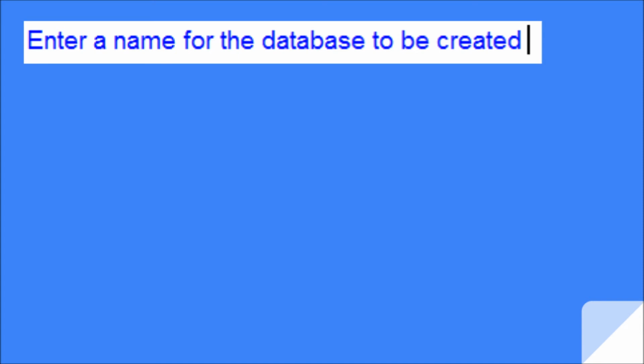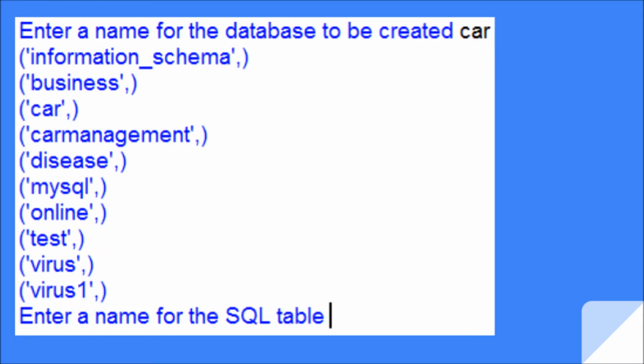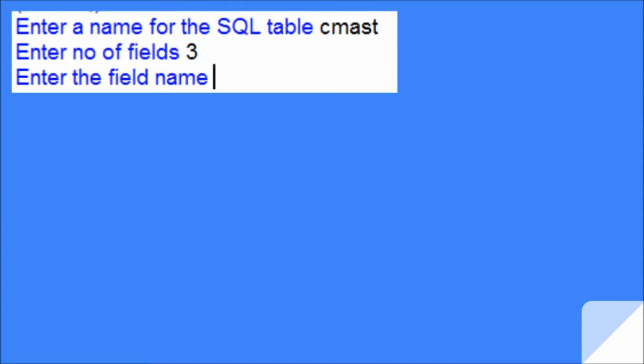So we have written a Python code and let's see how it runs when we execute it. It is asking for the database name, then it displays all the databases along with the new database that we have just created. Finally, it is asking for the name of the table that we want to create under the new database. We have given the name of the table as cmast. We want 3 different fields and it is asking for more details.